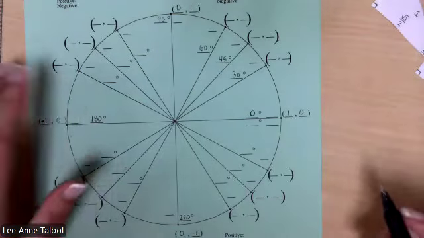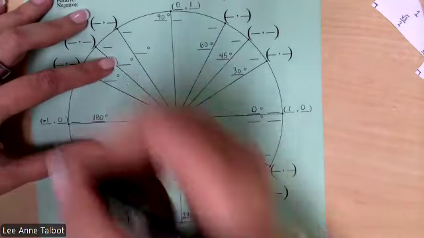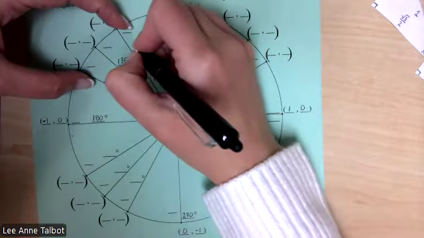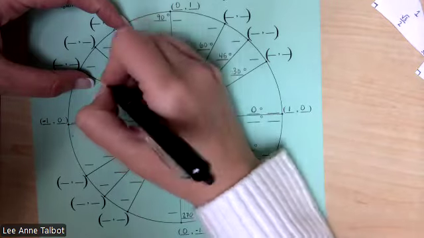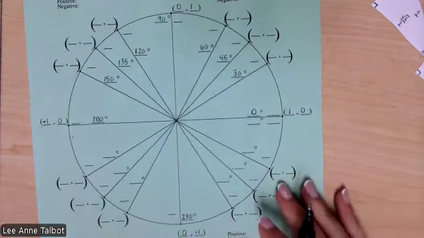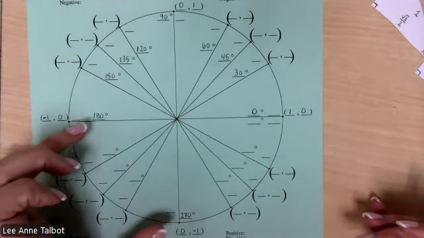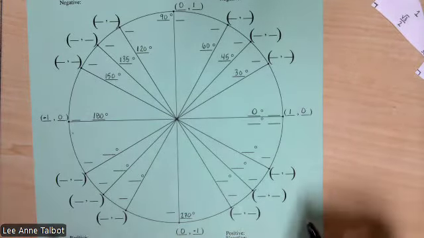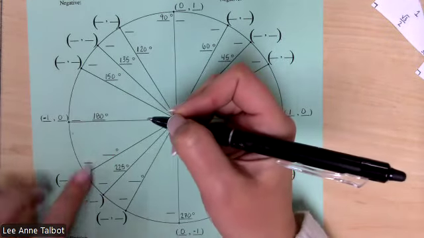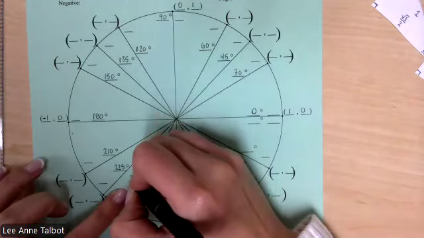Okay, so if this is 90 and this is 180, what's halfway? 135. Okay, and then these are 15 degrees on either side. Okay, what's halfway between 180 and 270? 225. Which would make this one 210 and 240.